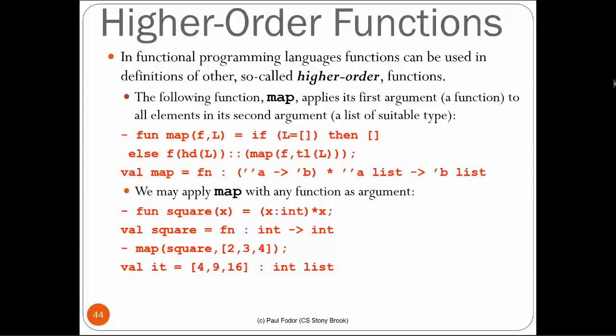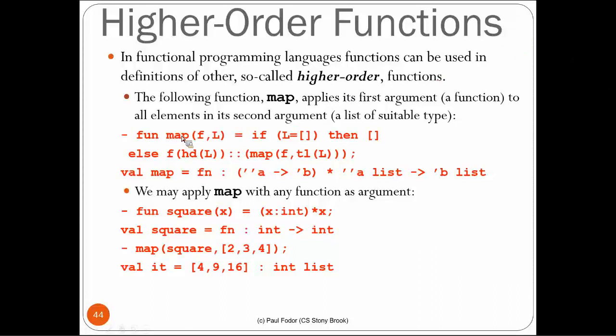And most representative in this set of higher order functions is map, which takes as the first argument a function, and as a second argument a list of arguments, and it will apply this function on all of the arguments in this list. Of course, we have to be careful that the type of the elements in this list is the same as the type of the input to the first argument function of this map function.